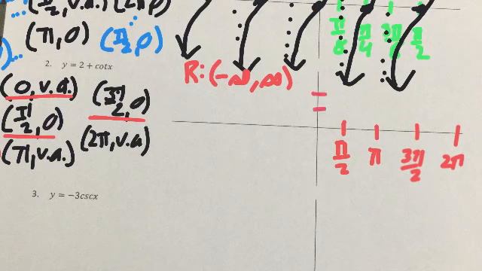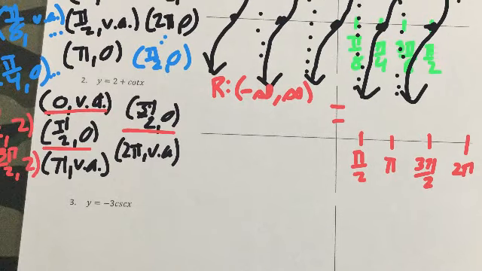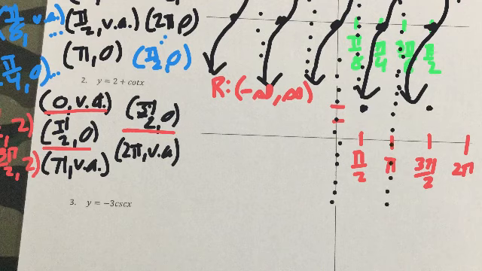And now, like we said, where the snake part happens is now moved up to 2. So I have the points: at 0 is going to be a vertical asymptote. At pi over 2, it should snake at 2. At pi, we've got a vertical asymptote. At 3 pi over 2, we've got a value of 2. And then at 2 pi, vertical asymptote.